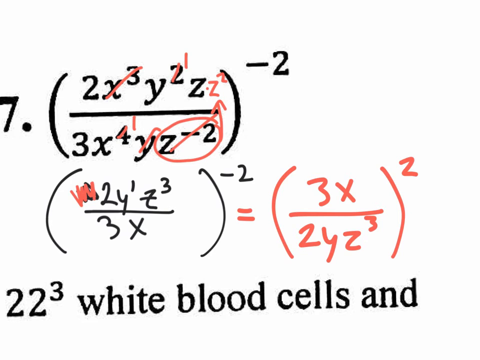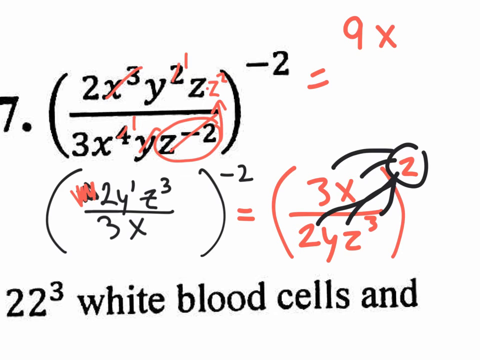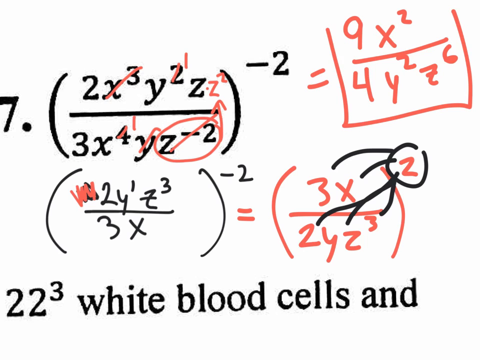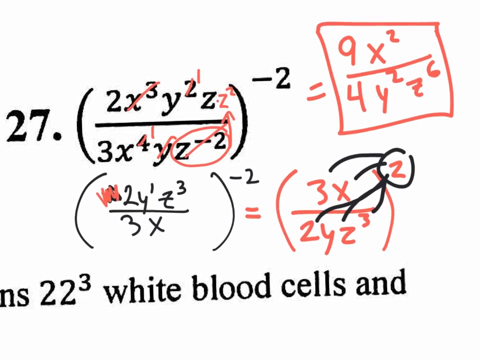So I'm going to distribute that outside exponent of 2 to each and every, I'm talking each and every term right there. Okay, so my final answer is going to be 3 squared. 3 squared is really 9. X squared, that's on top. On the bottom I have 2 squared, which is a 4. Y squared, because y to the 1 to the second, you multiply y squared. And z to the what? 6. There's my final answer for that question 27.